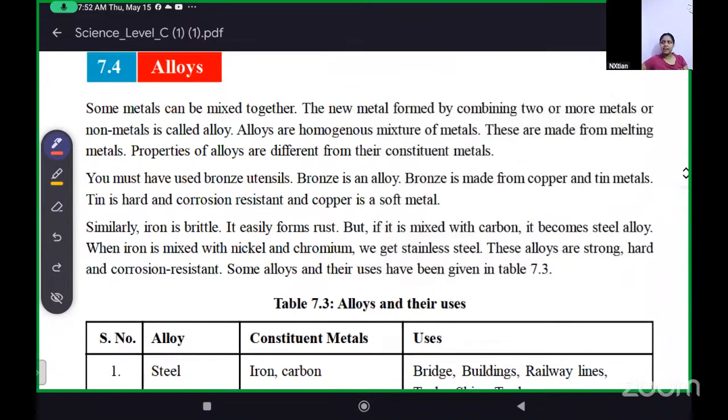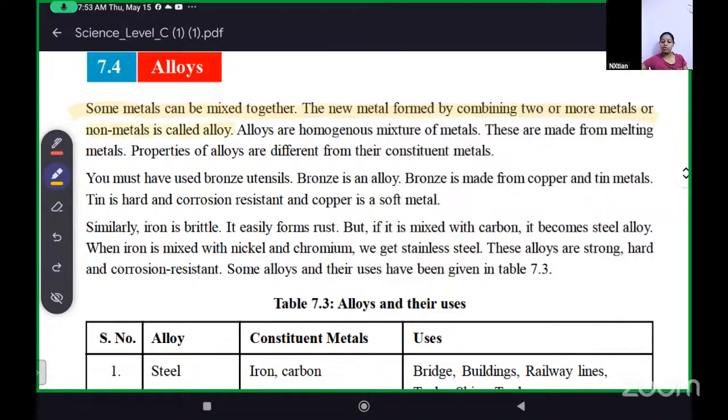Now, what is an alloy? Alloys are a material which is made by combining two or more metals or non-metals. When we combine two or more metals or non-metals, the new metal that is formed will be known as alloy. So you can read here, some metals can be mixed together. The new metal formed by combining two or more metals or non-metals is called alloy.